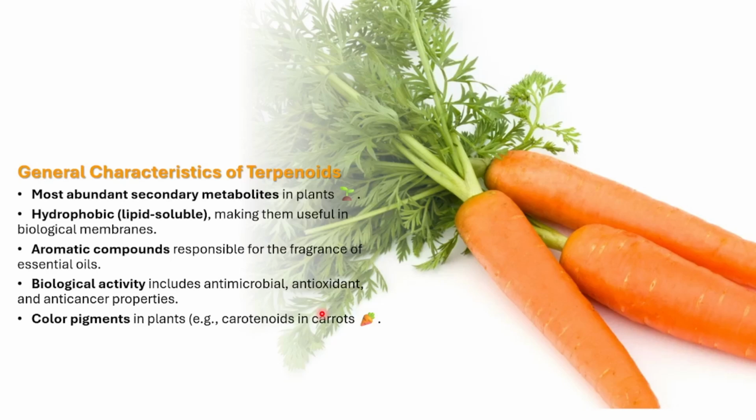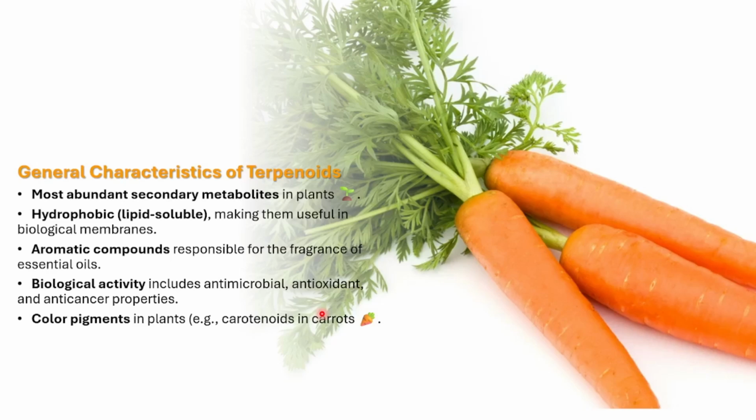Terpenoids are the most abundant secondary metabolites present in plant bodies, and they are hydrophobic in character, making them useful in biological membranes, and they are aromatic compounds responsible for the fragrance of essential oil. Biological activity includes antimicrobial, antioxidant, and anti-cancer properties.